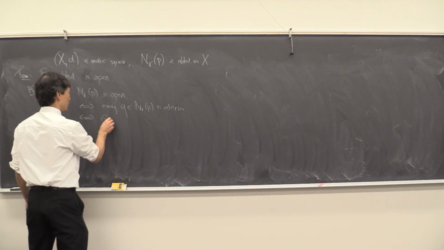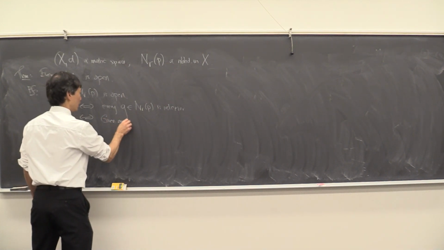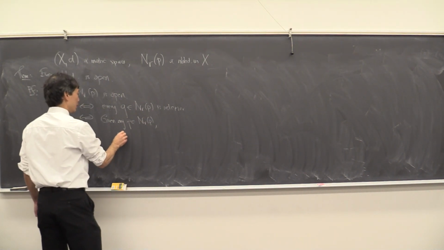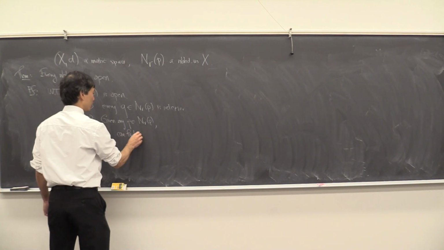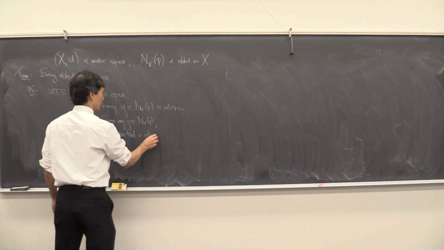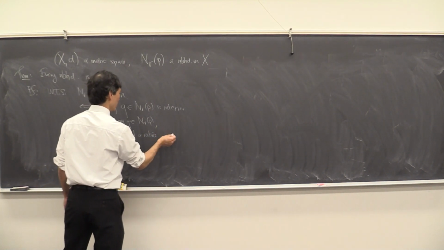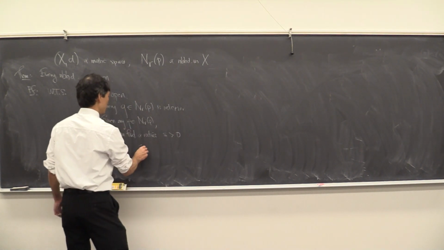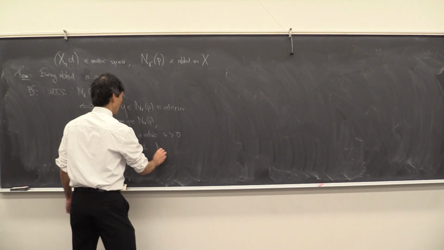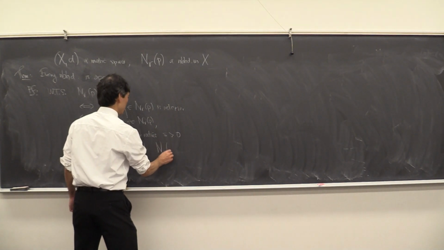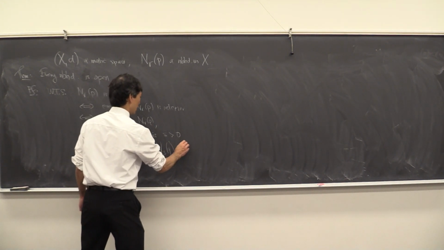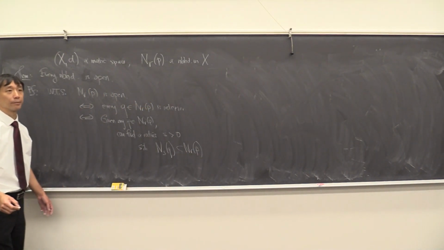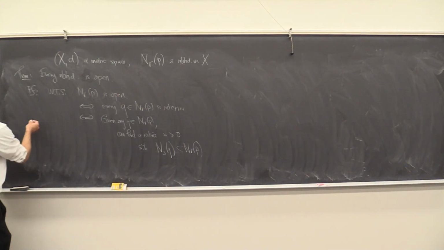Given any Q in the neighborhood, we can find a radius, let's call it S, such that the neighborhood of radius S around Q is contained in the other, bigger neighborhood, right? So the picture, right?